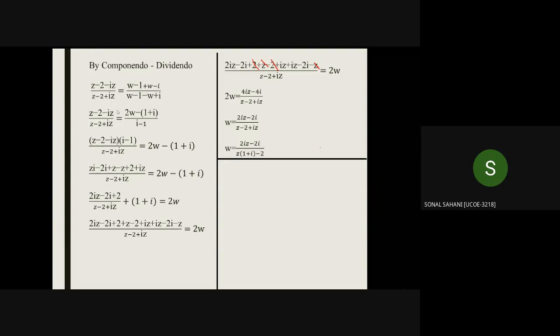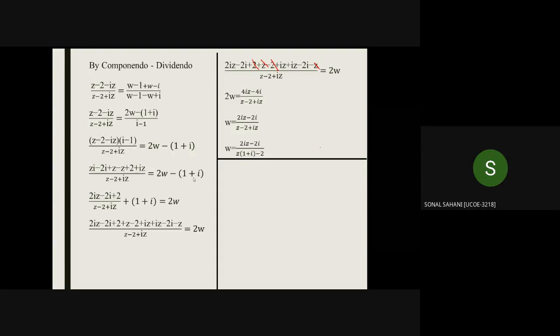After solving the above equation, we get (z minus 2 minus iz) upon (z minus 2 plus iz) equal to (2w minus 1 minus i) upon (1 minus i)... the 1 minus i we will take to the left hand side. Therefore, (z minus 2 minus iz)(i minus 1) upon (z minus 2 plus iz) equal to 2w minus 1 plus i. As we know, a bilinear transformation is always in the form w is equal to something, so we can transfer all the terms to one side and keep w alone on one side. Therefore, (zi minus 2i plus z minus z plus 2 plus iz) upon (z minus 2 plus iz) is equal to 2w minus 1 plus i.